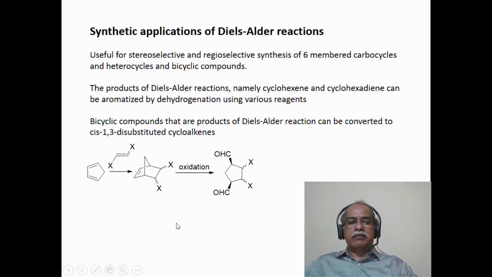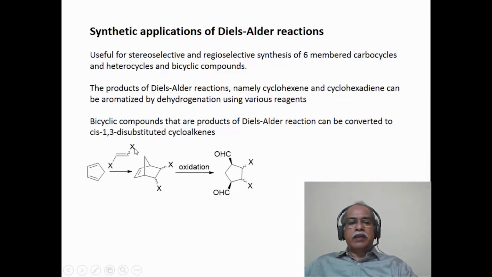Here is a nice example of that. Let us assume the Diels Alder reaction between this dienophile and the diene proceeds to give this particular 2-2-1 bicyclic norbornene type of structure. Now, upon oxidation or by ozonolysis, this double bond can be cleaved, and that will result in the formation of a 1,3 cis dialdehyde, a cyclopentane dialdehyde of such sort.